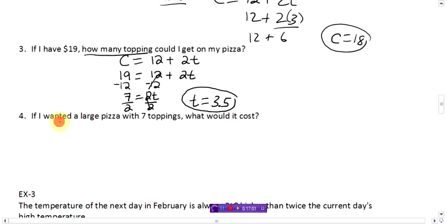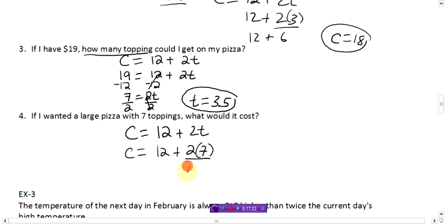Alright, if I wanted a large pizza with 7 toppings, what would it cost? C equals 12 plus 2t. That's the formula we figured out. 7 toppings. Let's sub in 7 into here. So cost equals 12 plus 2 times 7. BEDMAS, multiplying first. 2 times 7 is 14, plus 12. When you do that, you get $26. Our cost is going to be $26 for a large pizza with 7 toppings.